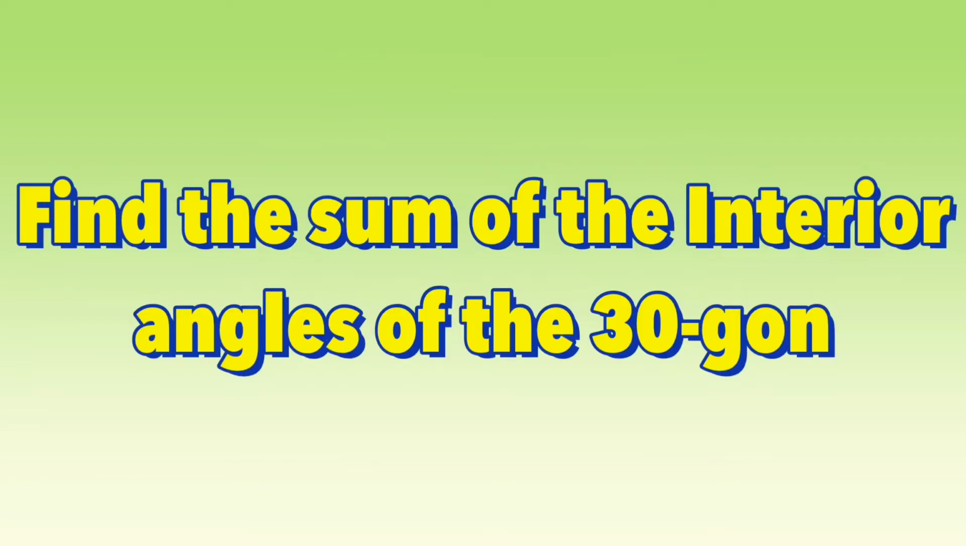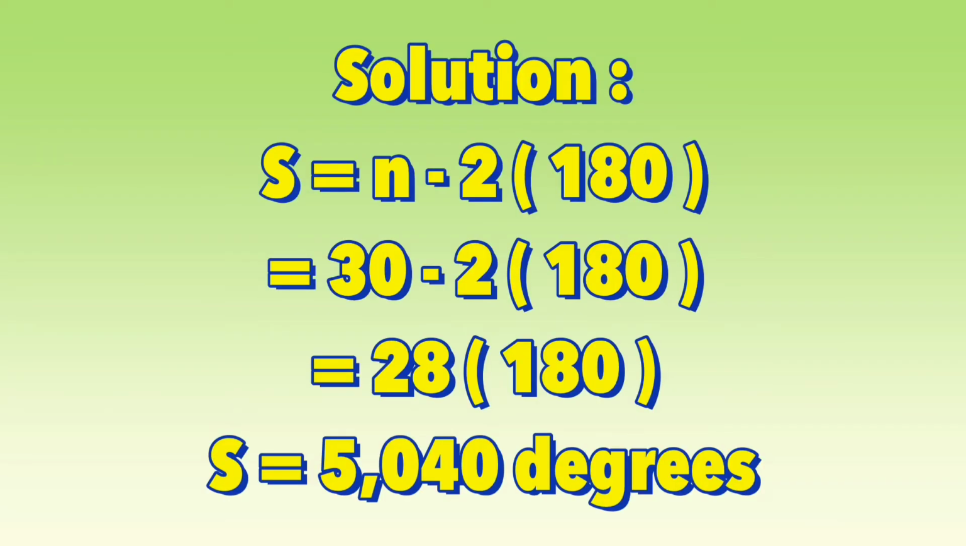Okay, next problem, number 3. Find the sum of the interior angles of the 30-gon. So a 30-gon means 30 sides of the polygon. Solution, we have the sum equals n minus 2 times 180. Since the number of sides of the polygon is given, 30, we substitute it for n. Then 30 minus 2 times 180. Then 30 minus 2 equals 28 times 180. So we have the sum of 5,040 degrees for the 30-gon.